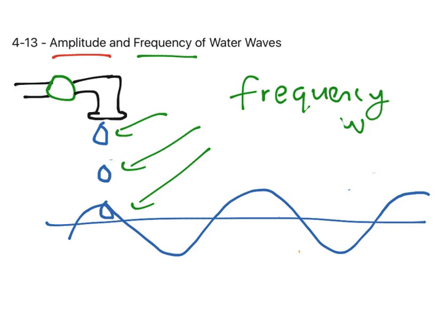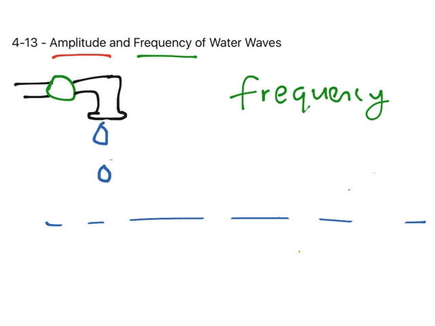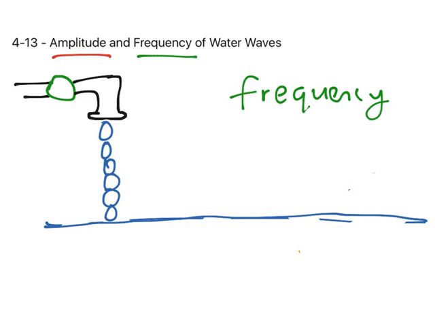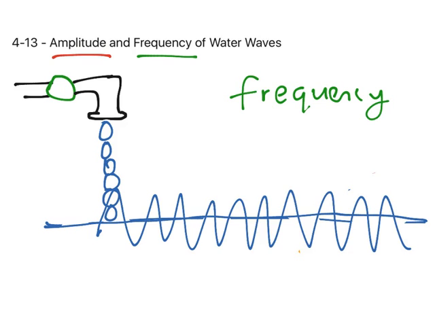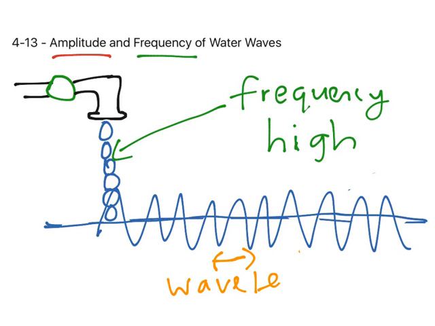Next, let's change the frequency. This time, instead of having droplets come out very slowly, let's have droplets that come out very quickly. One droplet after another, and when that happens, the waves will look like this. So this time, the frequency is high because the water droplets are coming down very quickly. When that happens, the wavelength becomes short.